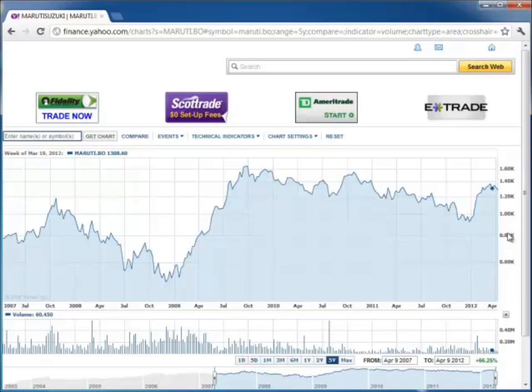Now the same scenario applies if we go from 1.2 to 1.6. That is also a 33% increase in price. So I don't know if you can tell, but the distance between 0.6 and 0.8 is the same as the distance between 1.2 and 1.6. So this is the difference between a logarithmic scale and an arithmetic scale.